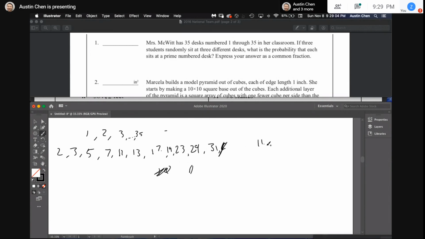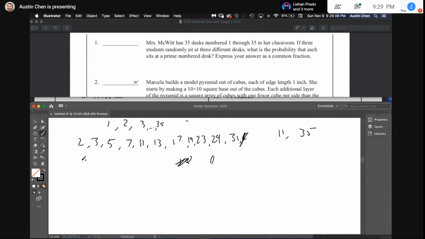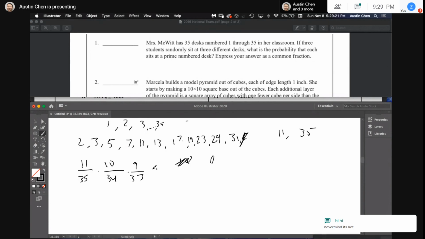So we have 11 primes and 35 desks. So what does this mean? The first person's probability of sitting at a prime number desk will be 11/35ths, and then the second person will be 10/34ths, and then the third person will be 9/33ths. So then we just multiply all this together.